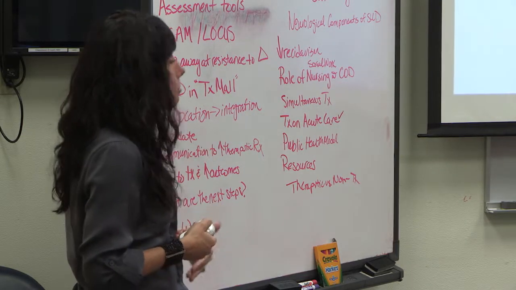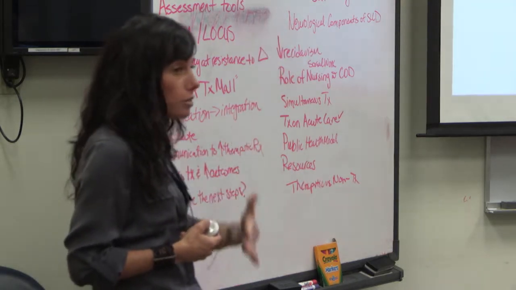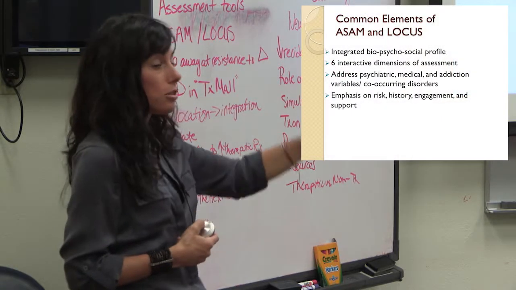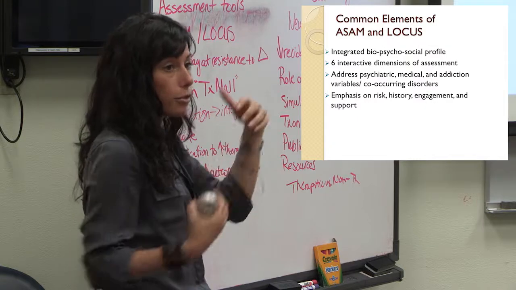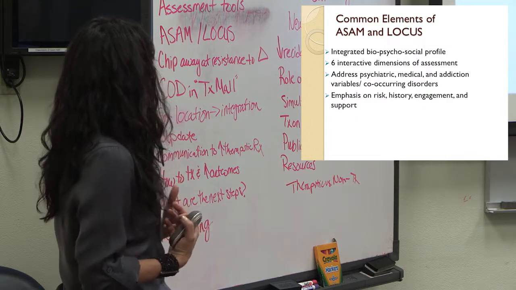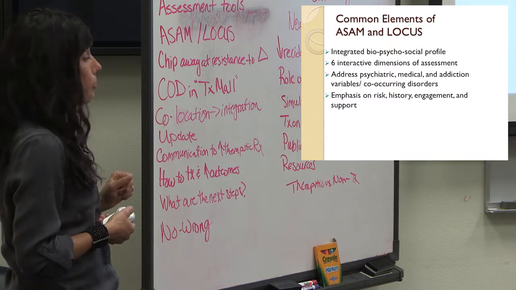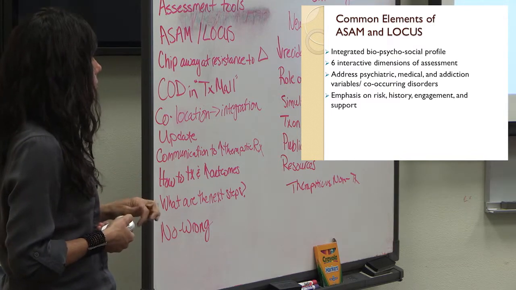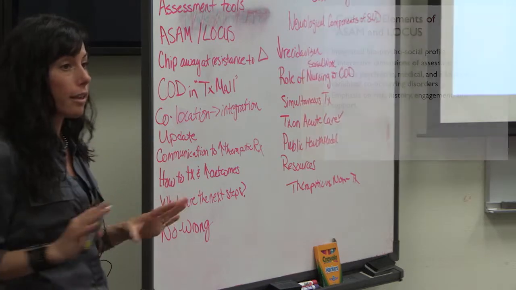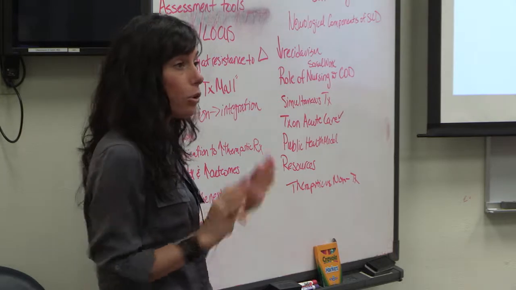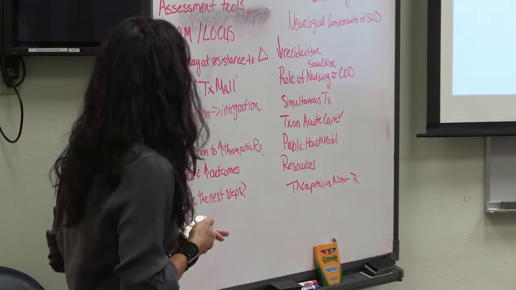There are 6 interactive dimensions of the assessment, so when you do a LOCUS or an ACM, you're continuously going through each of the 6 dimensions and making sure that you have the information that is interconnected between them. They address psychiatric, medical, and addiction variables, co-occurring disorders, and there is a big emphasis on risk, history, engagement, and support. All of those social factors that we've been talking about that really can negatively impact or positively influence someone's ability to engage in treatment.